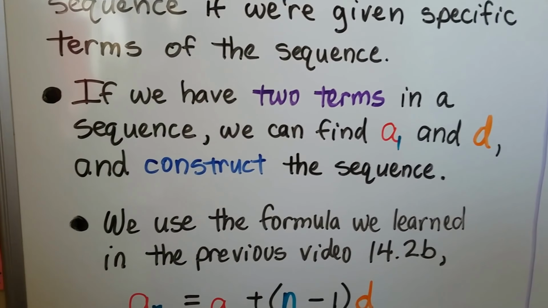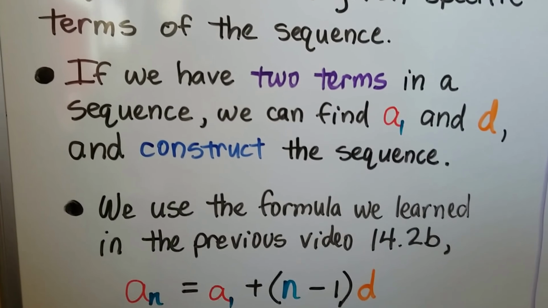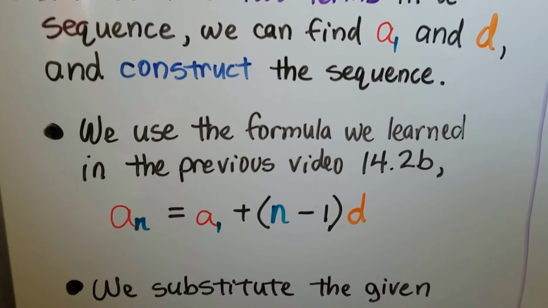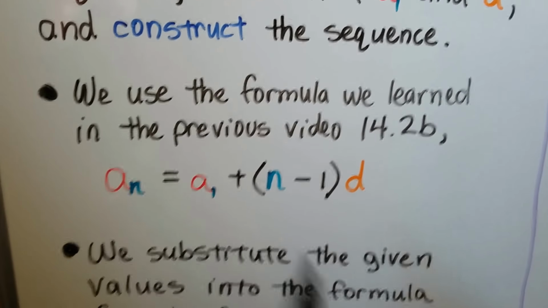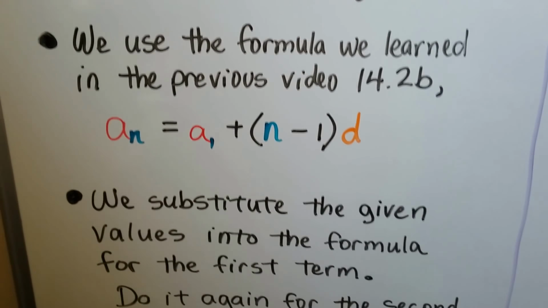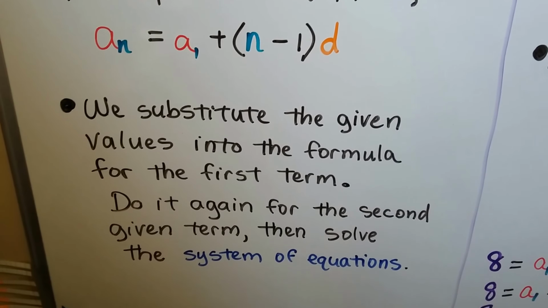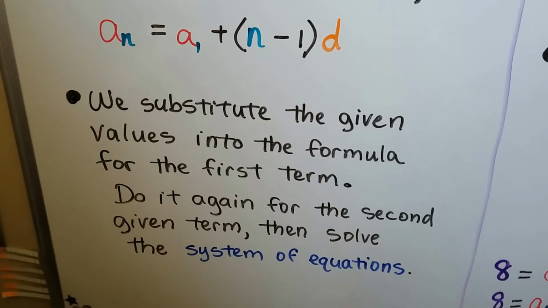If we have 2 terms in a sequence, we can find a sub 1 and d, that common difference, and construct the sequence. We use the formula we learned in the previous video, 14.2b. We've been using this a lot, and we're going to continue using this. We substitute the given values into the formula for the first term, do it again for the second given term, then solve the system of equations. All right? So let's do that.